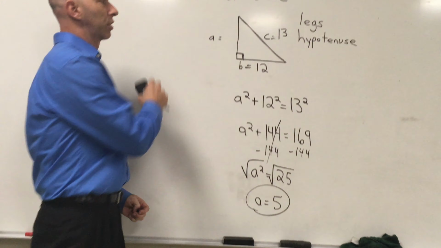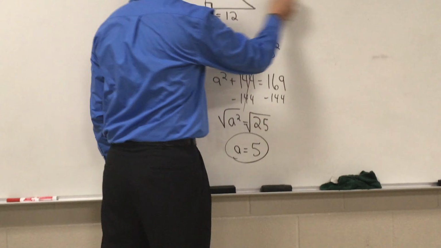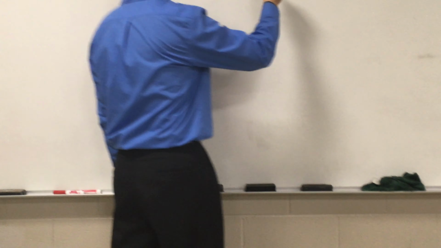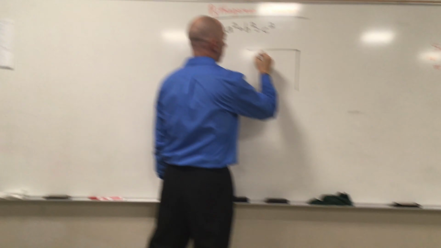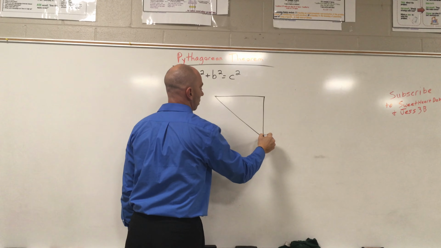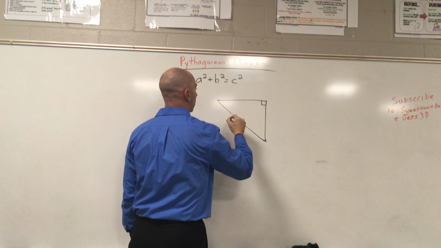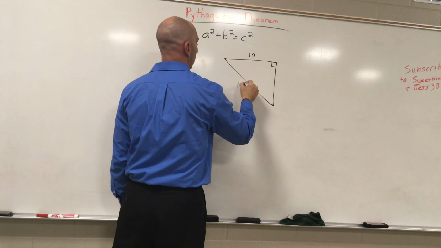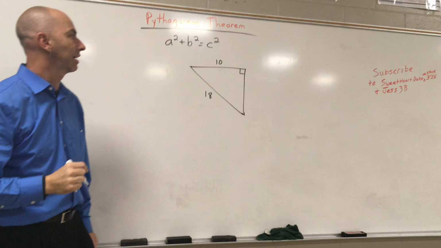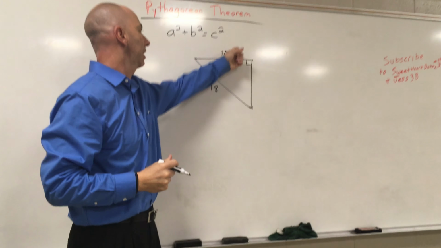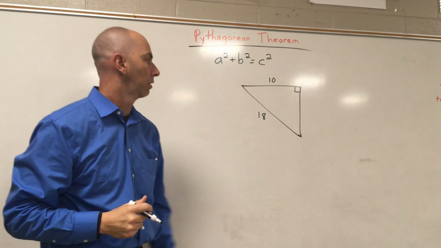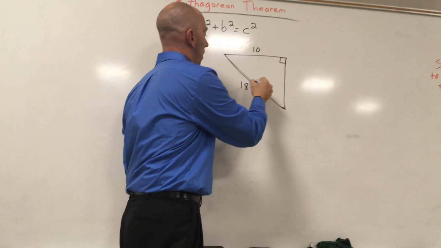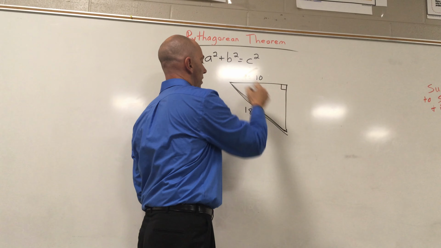Now I'll do one more with a triangle looking a little bit different, and see if y'all can figure out which one is the hypotenuse, because the key is finding the hypotenuse. Okay, so which side is C, the hypotenuse? 10, 18, or blank? 18. C is right here. The hypotenuse is right here.